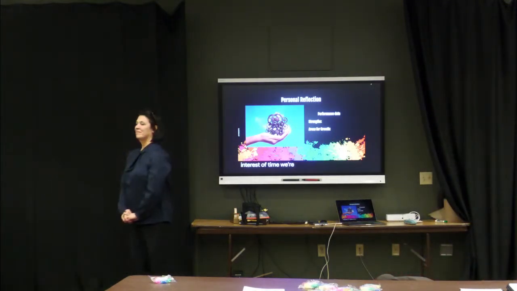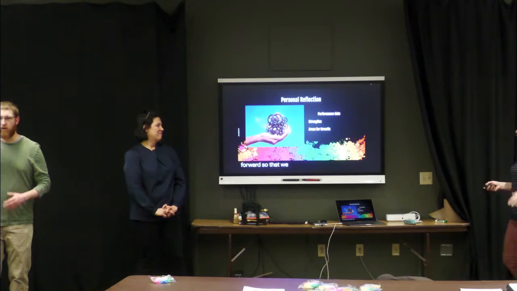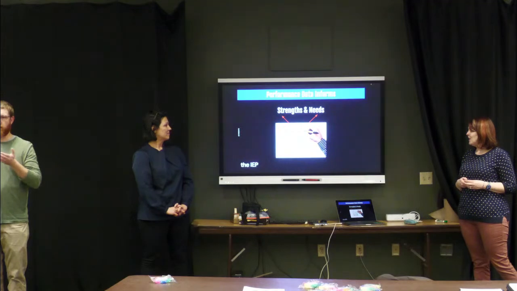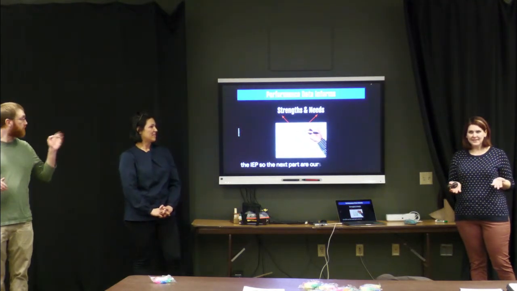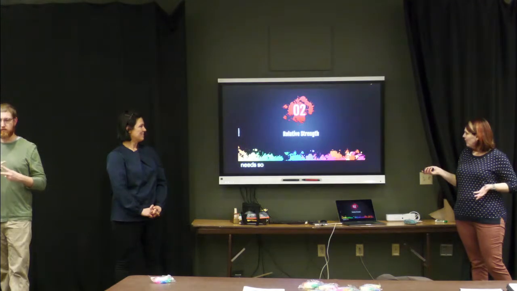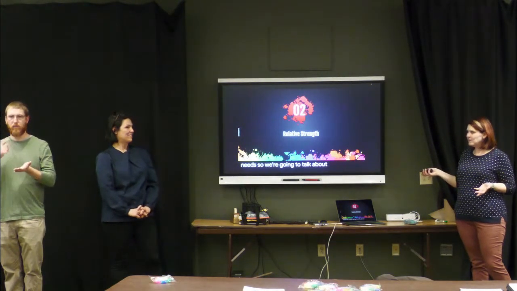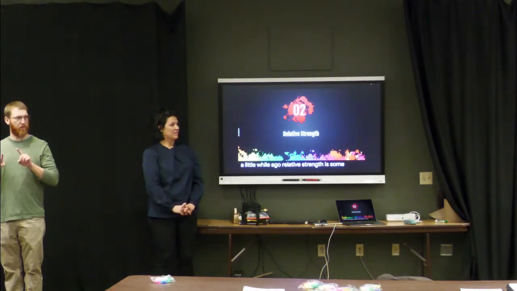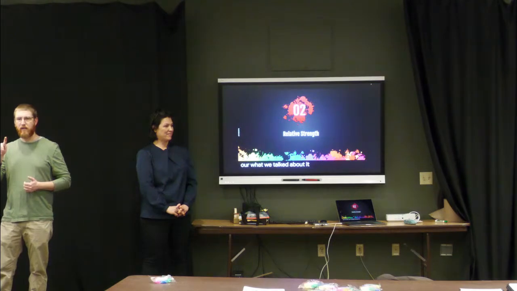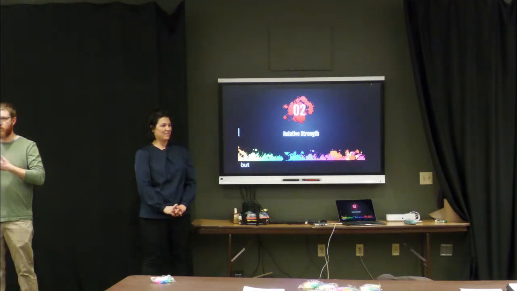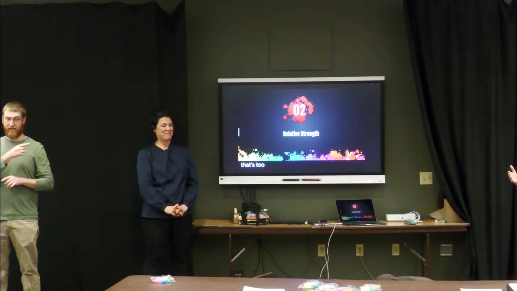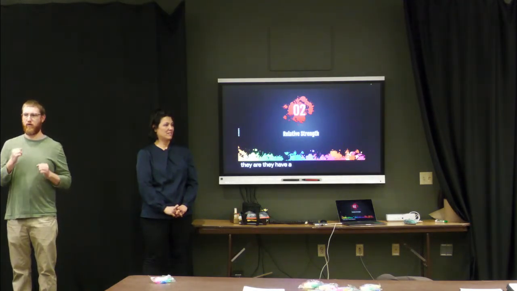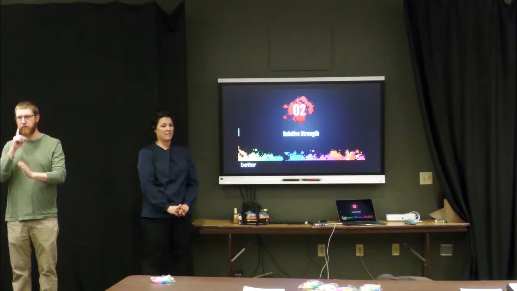In the interest of time, we're going to keep moving forward so that we can get to all of the parts of the IEP. So the next part are our strengths and needs. So we're going to talk about relative strength, and we already kind of mentioned that a little while ago. Relative strength is something, well, we talked about it in prioritizing goals, but a relative strength is something that even if that student has a disability, this is an area that they have a strength that they're doing better in. So we do need to prioritize those.